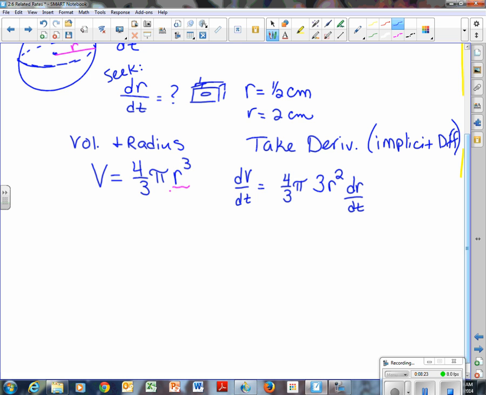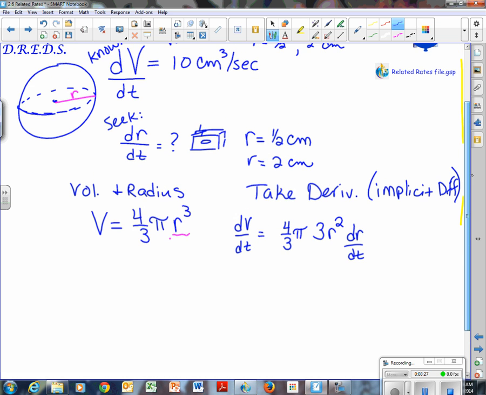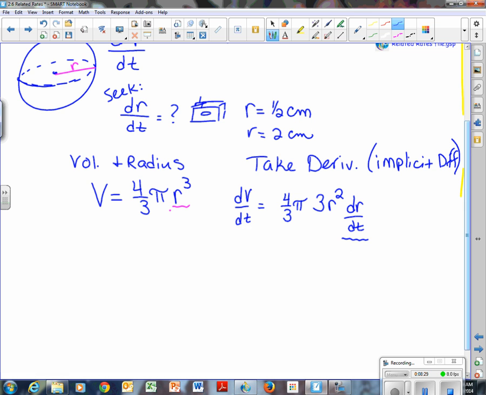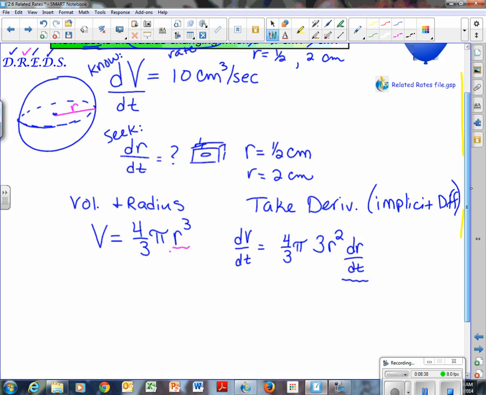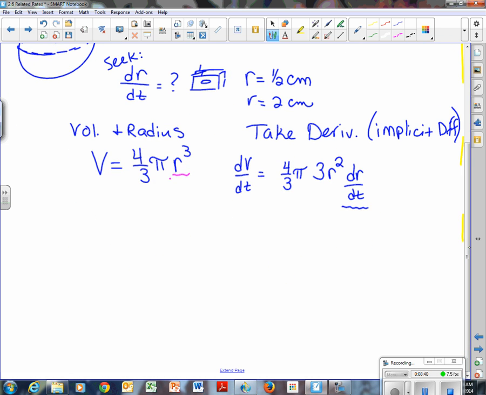Now, what did they ask us to find? They wanted us to find dr/dt. My dr/dt is sitting over here, isn't it? Well, I can plug in my knowns and then solve for that. So dV/dt was given to us in the very beginning as 10 cubic centimeters per second. So I'm going to put 10 in there. Notice over here the 3's canceled, so let's let those go. And we get 4 pi, and r is a known quantity at this precise moment at 1/2 a centimeter for radius. We want to know what dr/dt is.